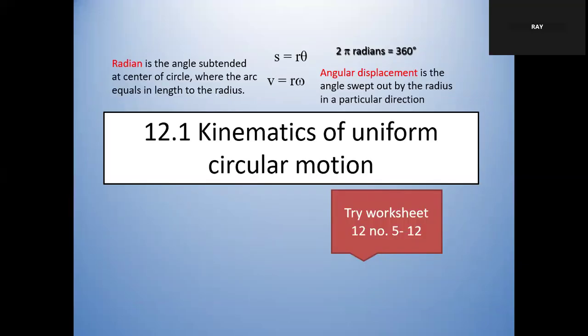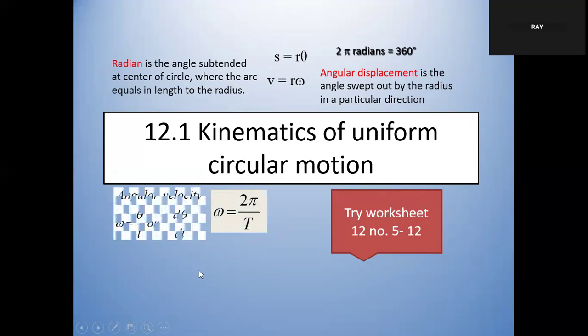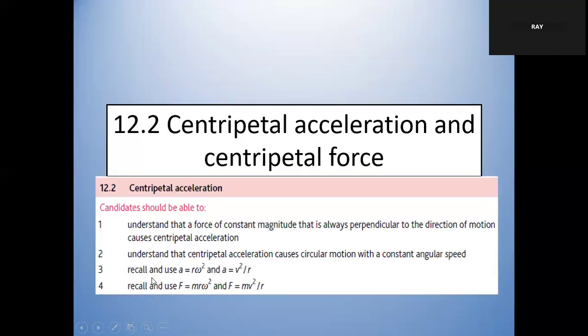Okay, during the break, you can try the worksheet afterwards. So we have covered all these topics: radian, angular velocity, this formula. 2 pi radian is 360 degrees, and omega is 2 pi over T. Definition: omega is theta over t. And then the second part, centripetal acceleration and centripetal force.